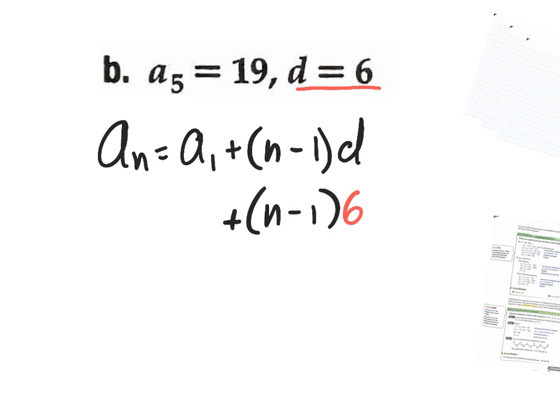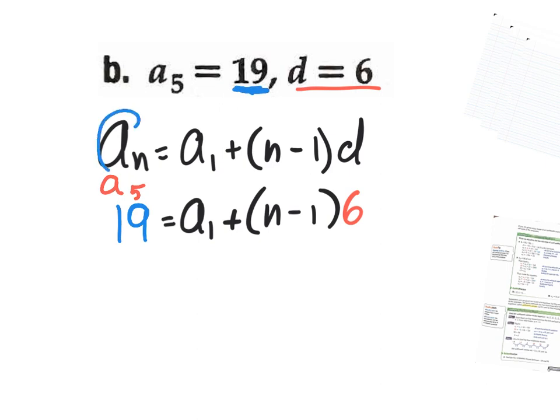We don't have a sub 1, so I'm just going to rewrite a sub 1. We do have an a sub 5, which is 19. So how's that going to help us? Well, a sub n means any number on this list. So if we're talking about the fifth number on the list being 19, we're really saying that a sub 5, if I put a 5 right here, that would be a sub 5, which is really 19, right? So I'm going to do this. A sub 5 is really 19. That's where the 19 came from.